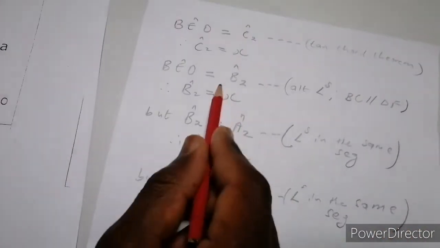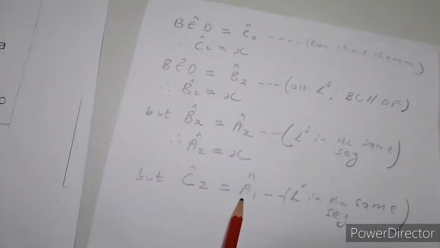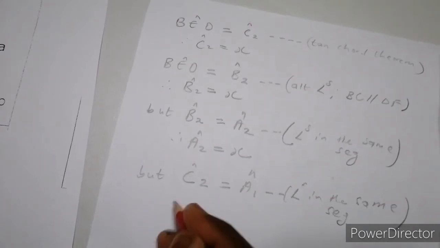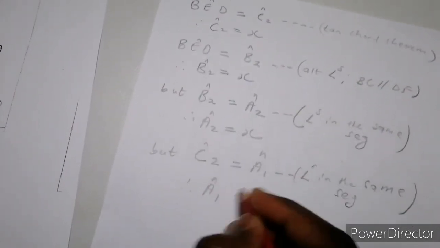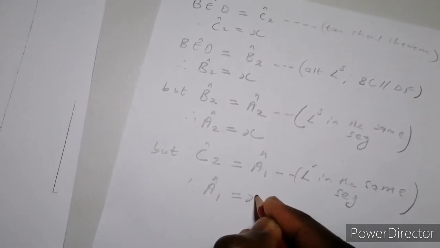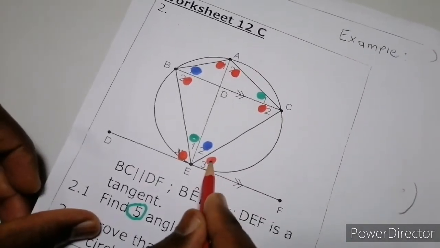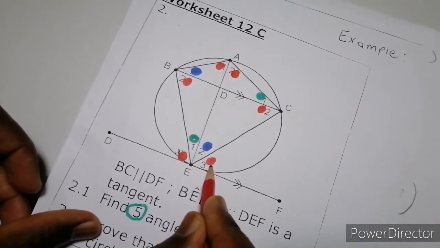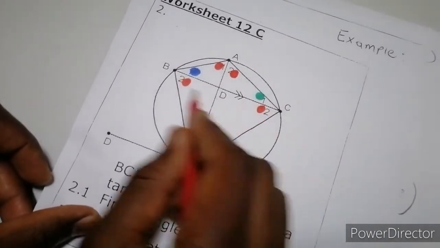Angles in the same segment. Remember, we already mentioned that C2 is equal to X. Then we can replace C2 by X. Therefore, angle A1 is also equal to X. Right. This angle E3 is also equal to X. It's one of these by direct reason.